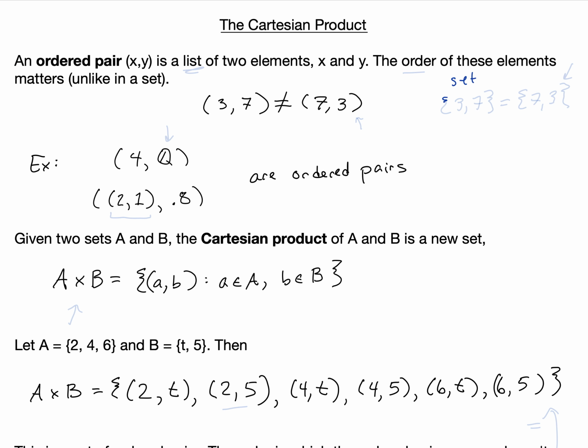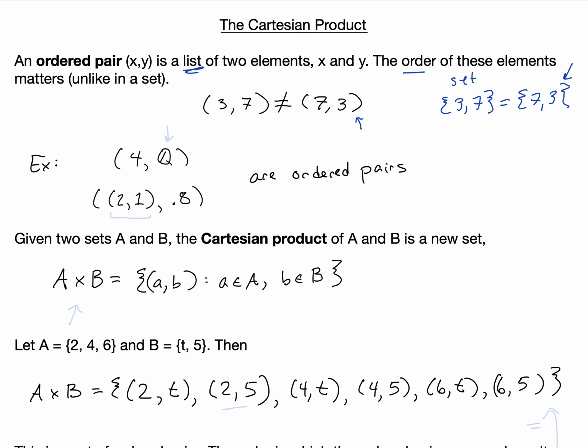So in a set, for example, the set {3, 7} would be equal to the set {7, 3}. And remember, sets have braces. These ordered pairs have parentheses. Also, the term list also denotes order. So an ordered pair can have things like numbers in it, like the two above.